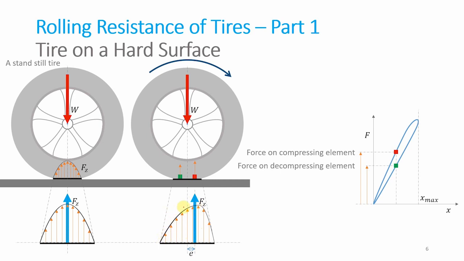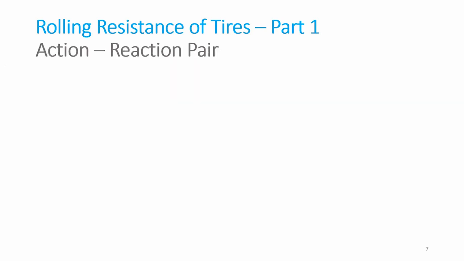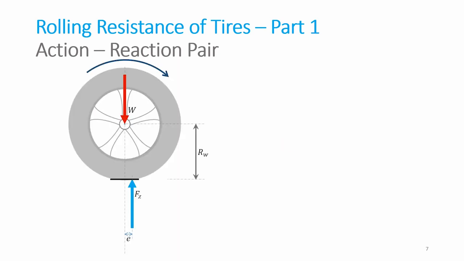Now let's complete the profile and we get a distorted parabola. In this slide we will see the action and reaction pair, and finally how the rolling resistance force comes to existence. This is the same picture that you have seen in the last slide. So the weight is acting and the loaded radius is Rw. The normal force is acting at a distance E.